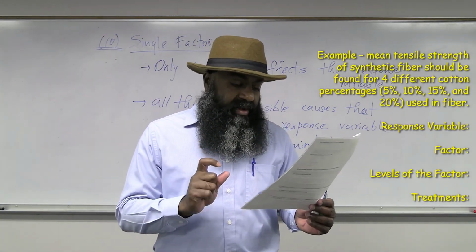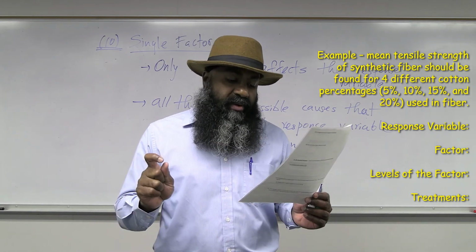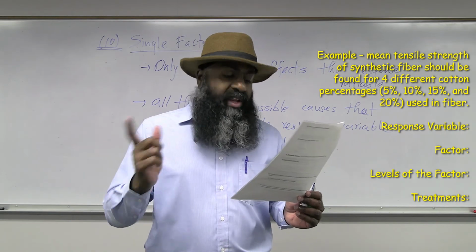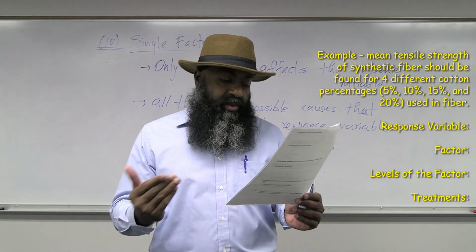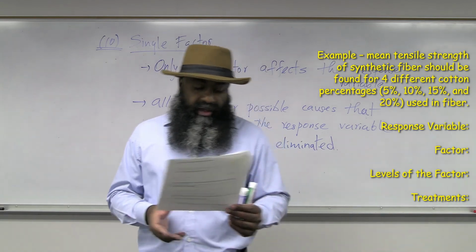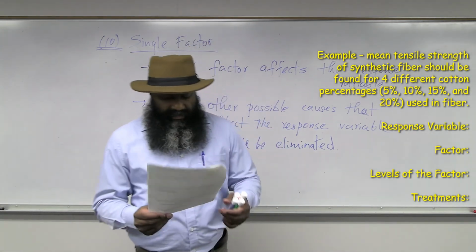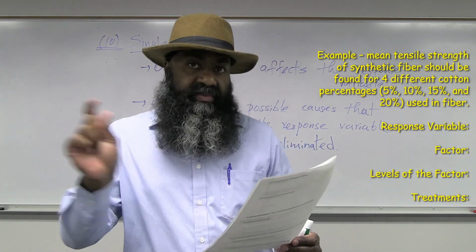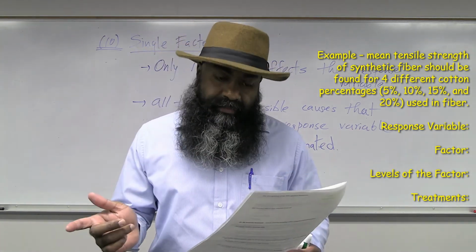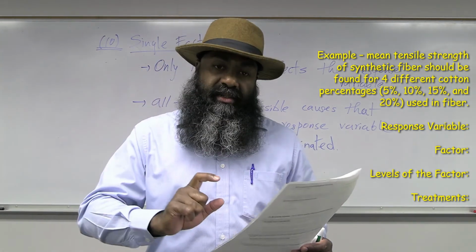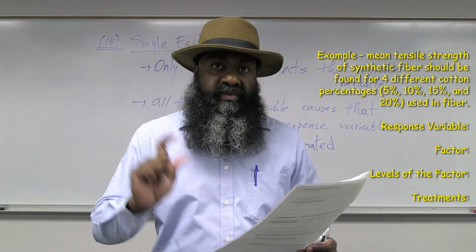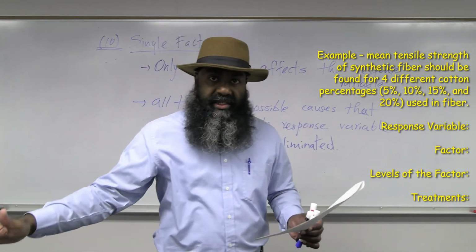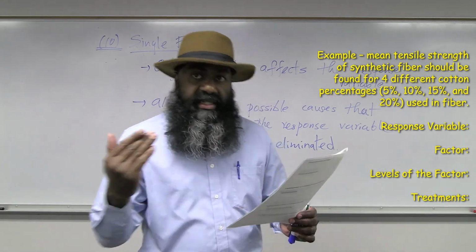So here's an example. The mean tensile strength of synthetic fiber should be found for 4 different cotton percentages: 5%, 10%, 15%, and 20% used in fiber. The response variable is the tensile strength. That's what we are going to measure at the end of the day. Factor: there's just one factor, the cotton percentage of fiber. There are 4 levels, but it is just one factor, just the cotton percentage.